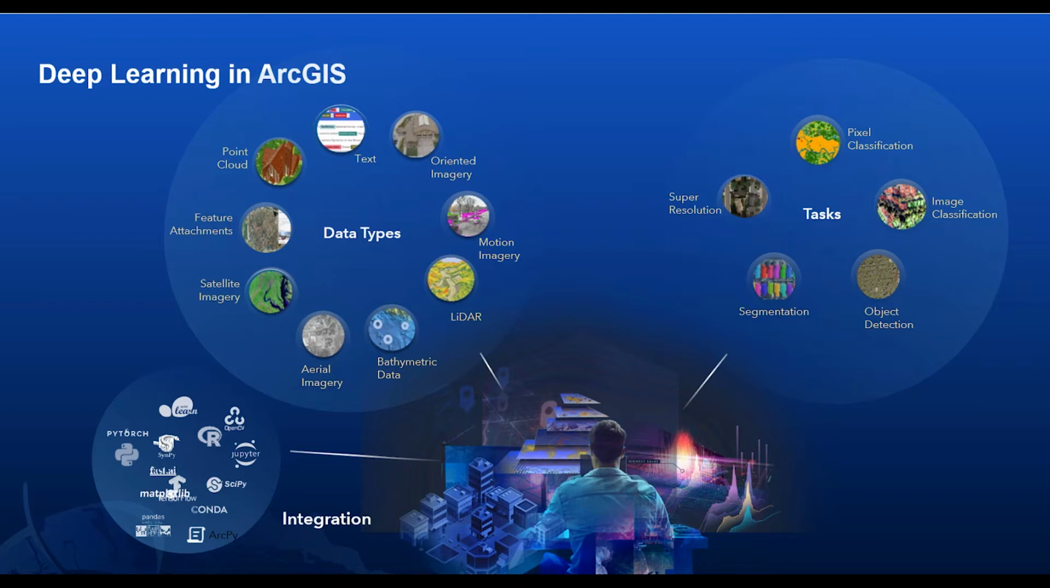Our AI models support tasks such as object detection, image classification, object classification, and instance segmentation. Additionally, these models support a variety of data types: point cloud, bathymetric data, LiDAR, video, and even oriented imagery, to name a few. Now I'll switch to a demo in ArcGIS Pro, and I'll go through the complete end-to-end workflow using geoprocessing tools.